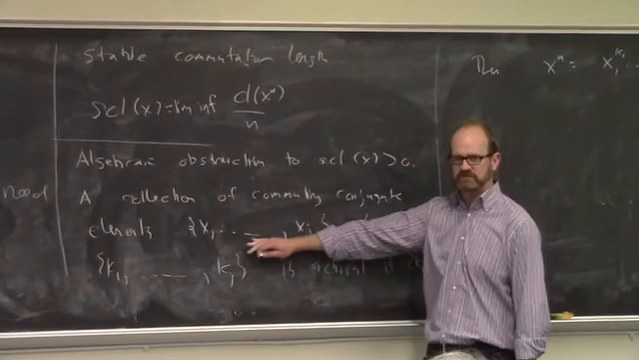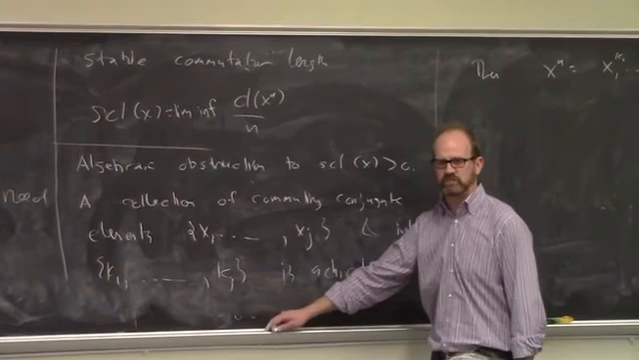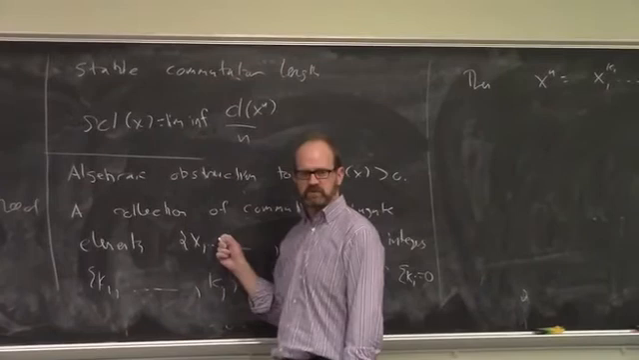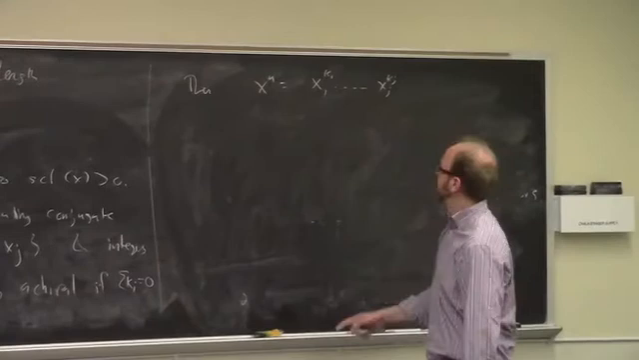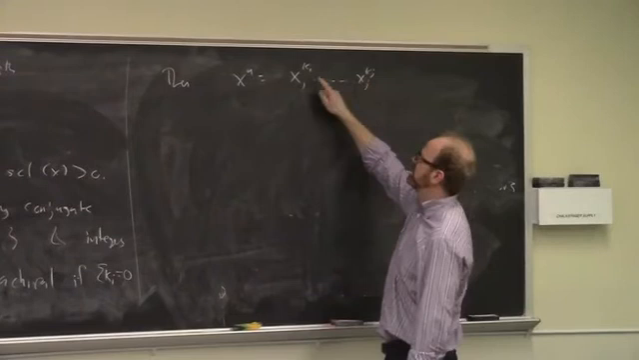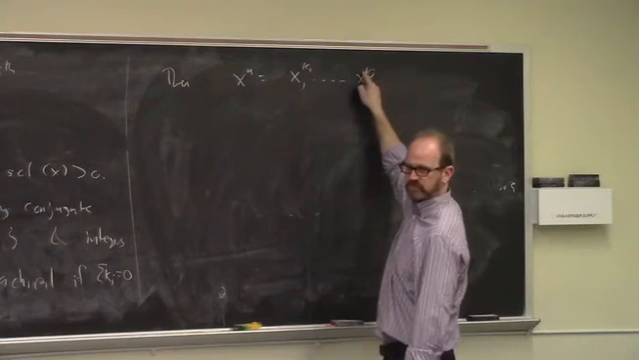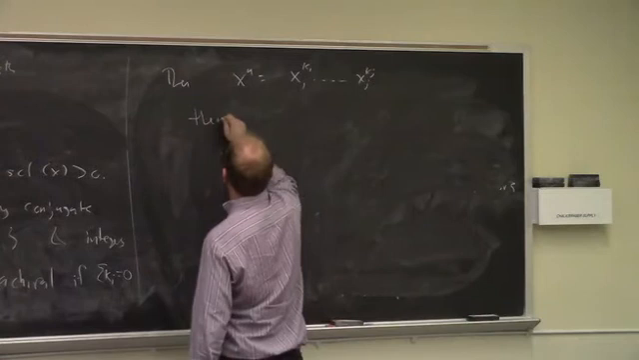And what is the relation between the elements and the integers? There's an integer for each element. Let me write down the conclusion, and then maybe this will make more sense. I take a bunch of elements, they all commute, and they're all conjugate to each other. Then I take them to powers, and the sum of the powers is zero. That's my assumption. Then the conclusion is that the stable commutator length of xn, the product x1 to the k1 through xj to the kj, is zero.